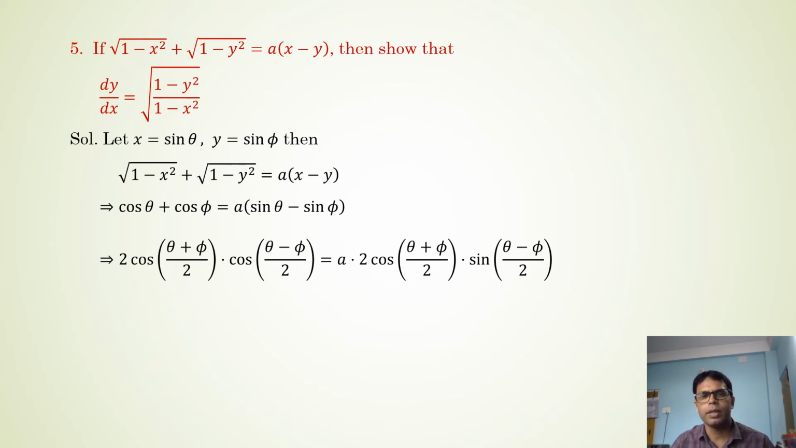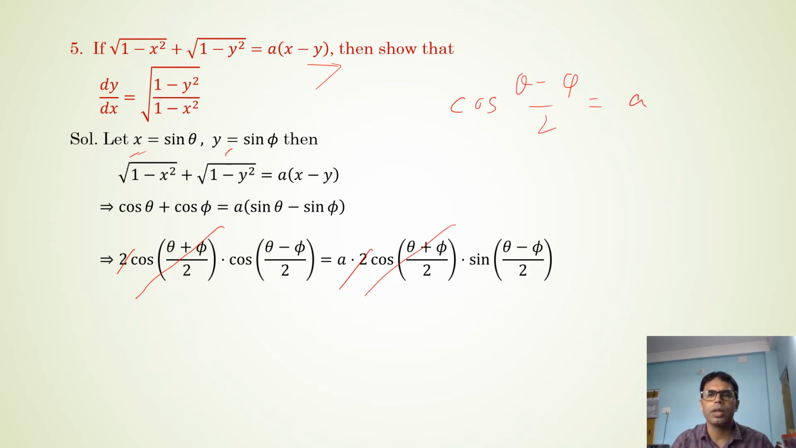It is 2 times of this one, where c and d are phi and theta only, nothing else. It is very simple. After that, you see in this term, cos of (theta plus phi) by 2 appears on both sides, and these two terms must be non-zero. Otherwise x and y would become zero, and if x and y are zero, the problem does not exist. So the common term gets cancelled, and also this 2 and 2 cancel. So on the left hand side we are left with cos of (theta minus phi) by 2.